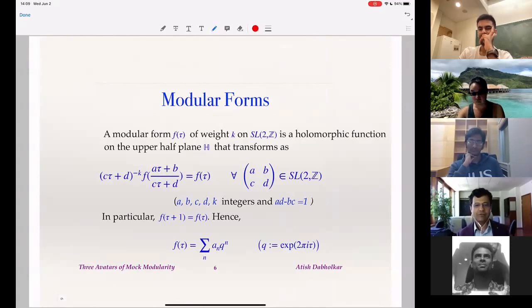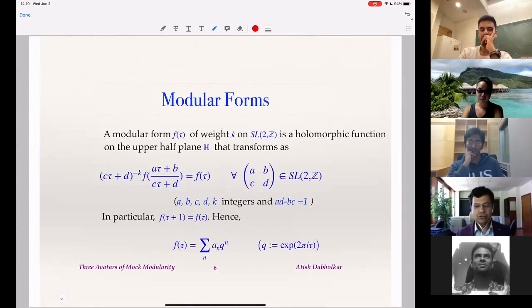A modular form of weight k is a holomorphic function on the upper half plane which is essentially invariant under this large group of modular symmetries, the SL2Z symmetries. If you take the factor (c tau plus d) to the power minus k, the function is invariant, where a, b, c, d and k are integers and ad minus bc is 1. This is the SL2Z group of matrices. In particular, it is translation invariant.